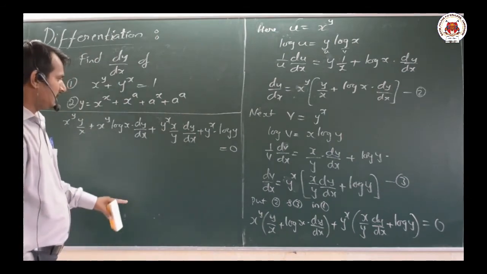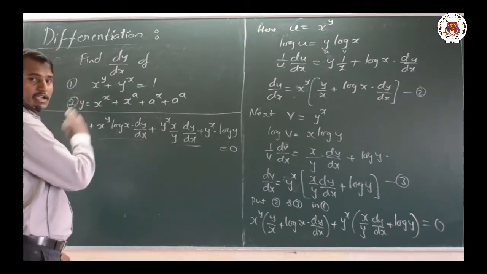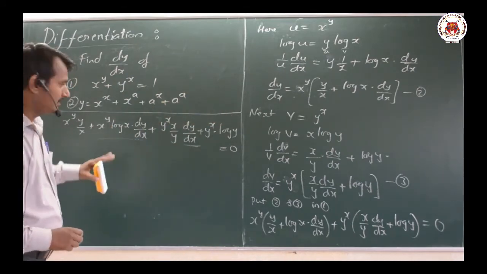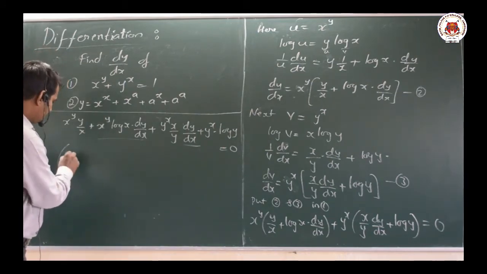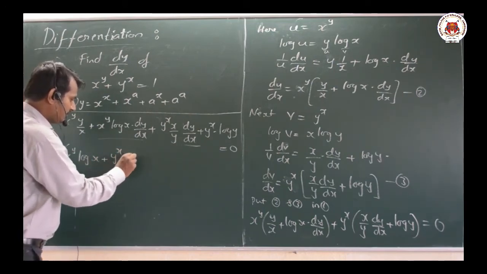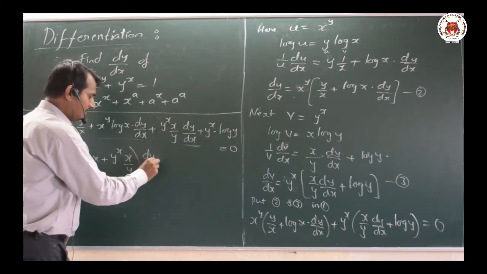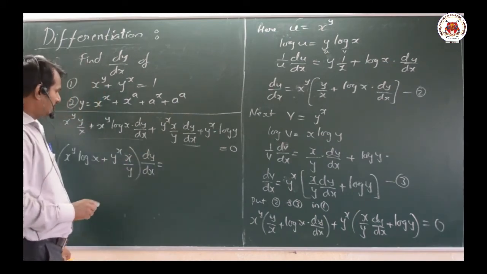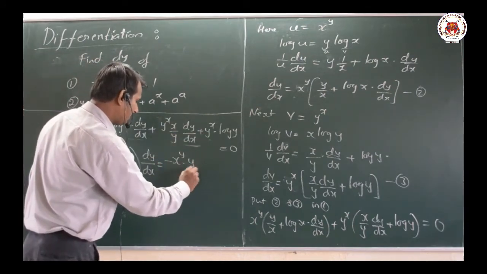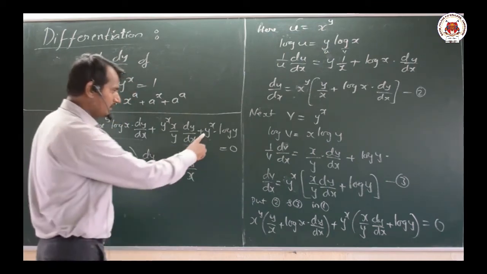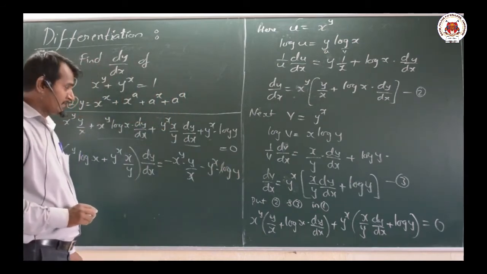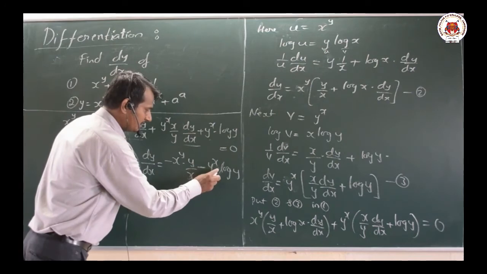Now I will take all the dy by dx terms to one side and the remaining terms to the RHS. Among these two, I can take dy by dx common. That is, x raised to y into log x plus y raised to x into x by y, into dy by dx, equals these two terms taken to the RHS: minus x raised to y into y by x, and also minus y raised to x into log y.